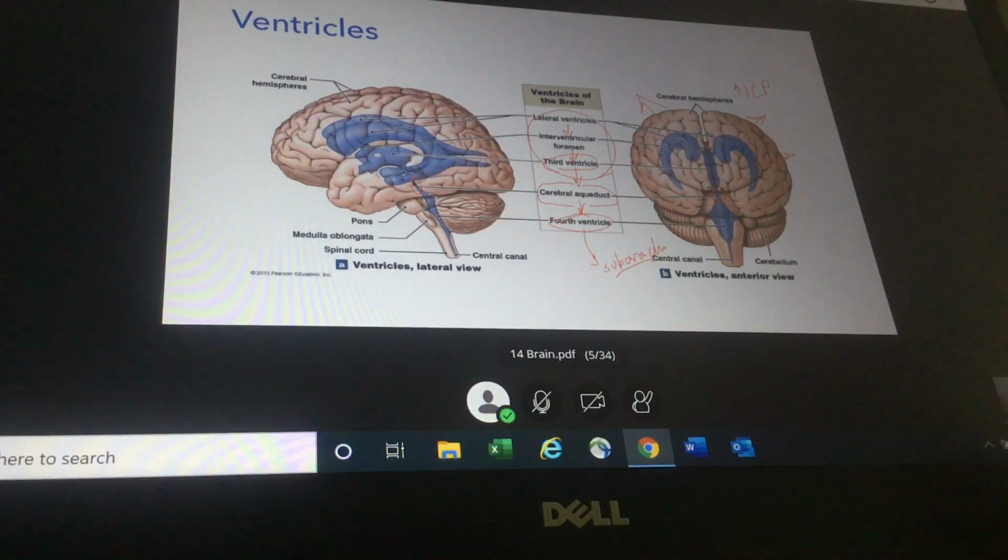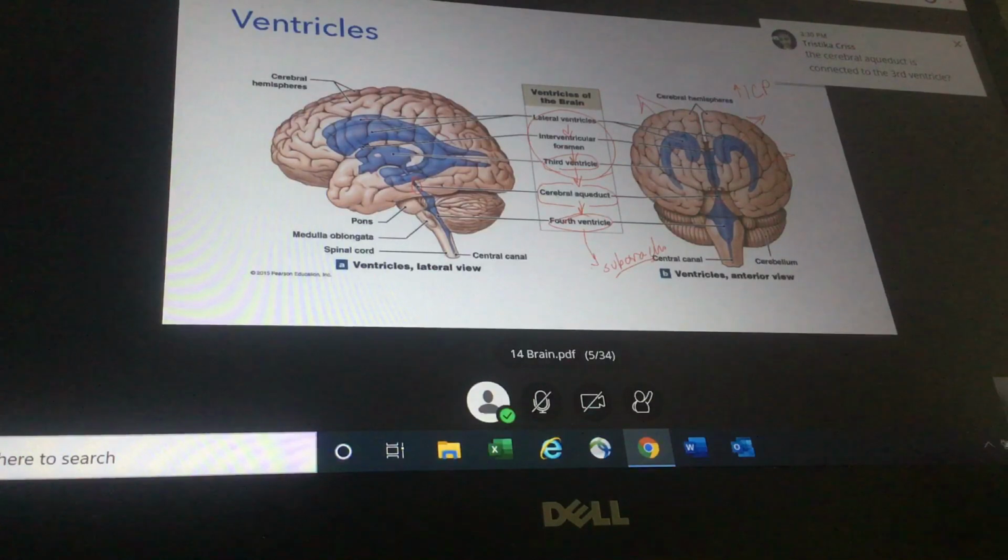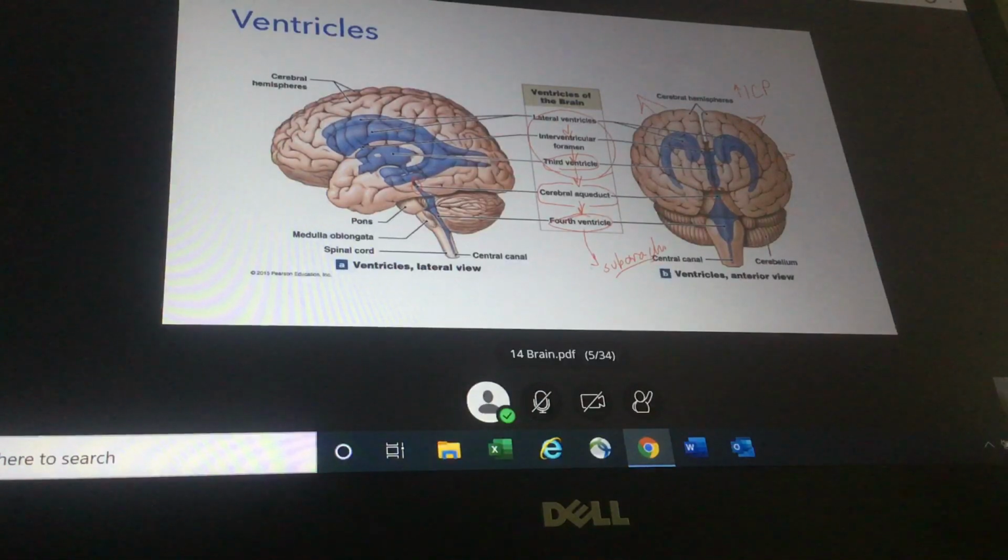I think we more often see this in infants, both prenatally and postnatally. We often will see it on a third trimester ultrasound, where, yes, the cerebral aqueduct is the connection from the third to the fourth. See my arrows there? It's what flows from it. And if that aqueduct is impaired or blocked, then everything from the third up fills and swells.